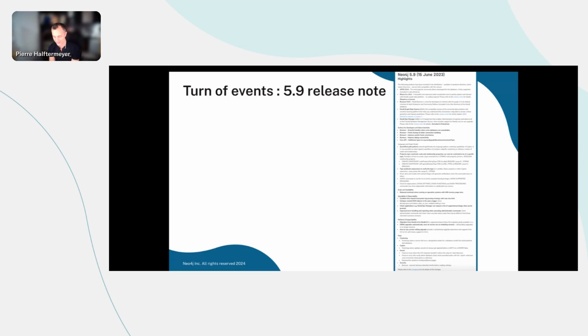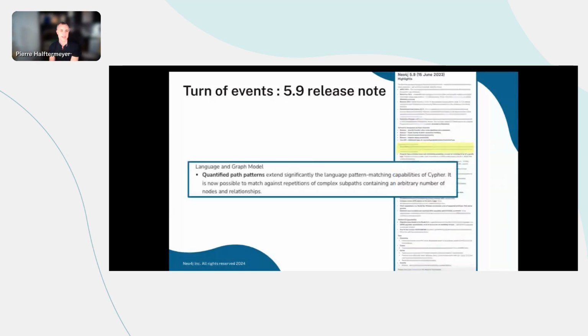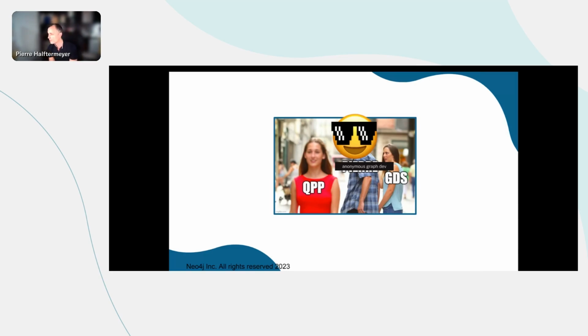So there is a turn of events in this story from version 5.9 of Neo4j. There is a new feature available called Quantified Path Patterns. Quantified Path Patterns extend the pattern matching capabilities of Cypher, and it's guided by the ISO norm GQL initiative. And this is good. So the first time this anonymous graph developer saw that, he's a GDS fan, by the way, but this time he saw QPP, Quantified Path Patterns, and let's say he fell in love with that.